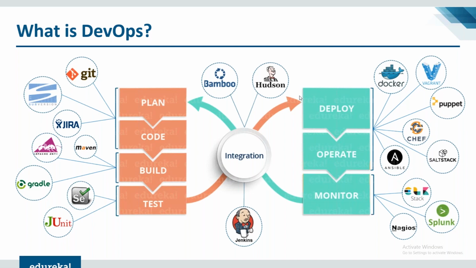So Imran, Jenkins is the most popular tool for the CI process, for continuous integration.